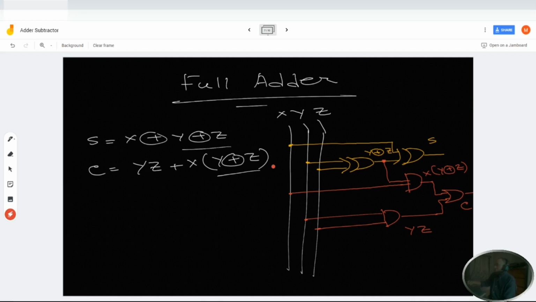Okay, and for carry we need x into y XOR z. So we have taken the inputs as y XOR z and x to an AND gate, and we will find the output as x into y XOR z, and we need another AND gate for yz. So we have taken the inputs as yz to an AND gate. Thus we will find yz as the output of this AND gate, and finally we will use an OR gate, and this will give us the result for carry.